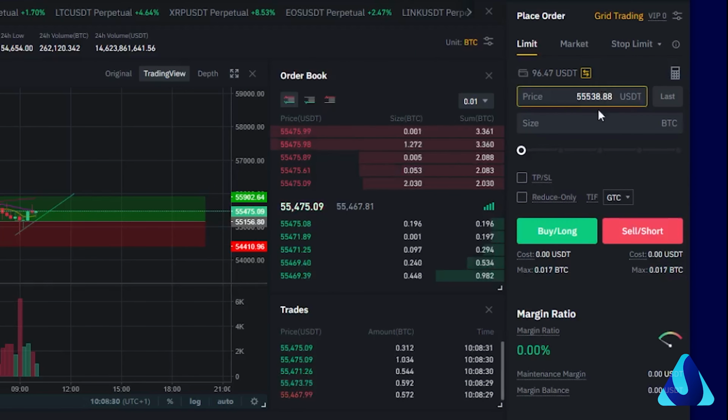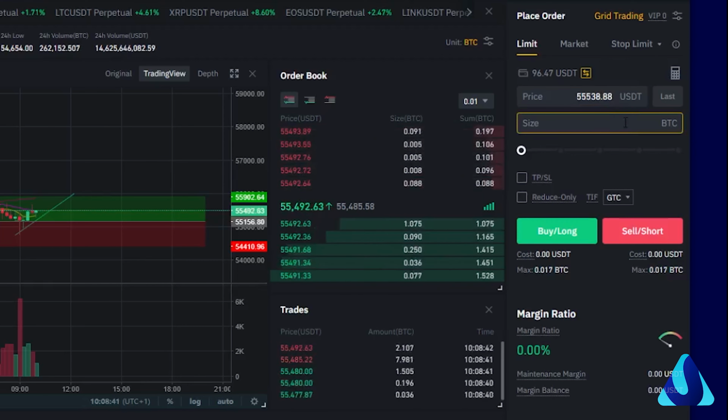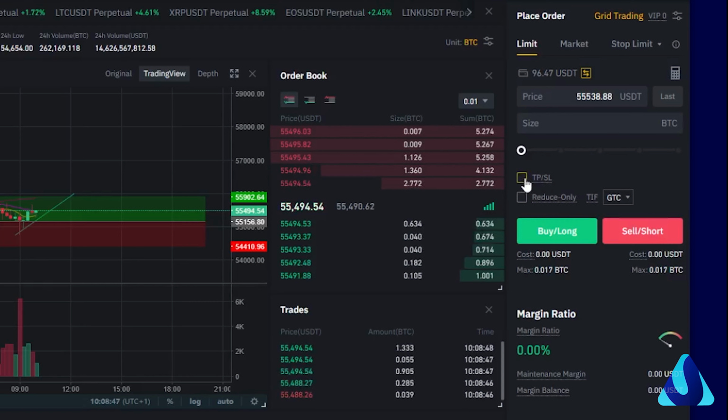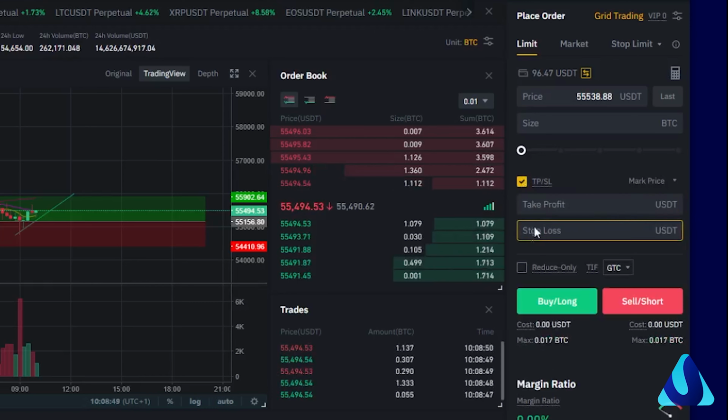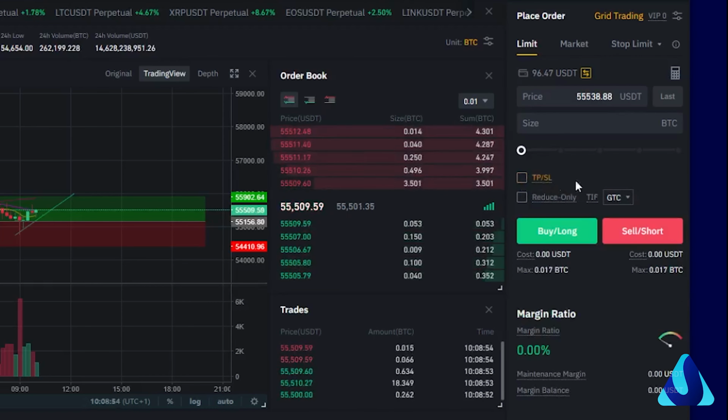So we have price. Currently we're on limit order. So what you would do here is input the price where you would like to enter your trade and what size you would like to purchase in terms of your trade as well. Then we have a little section here, TP, SL. This is take profit, stop loss. So you can set these within your trade before you execute that.